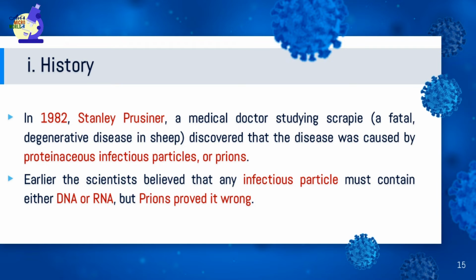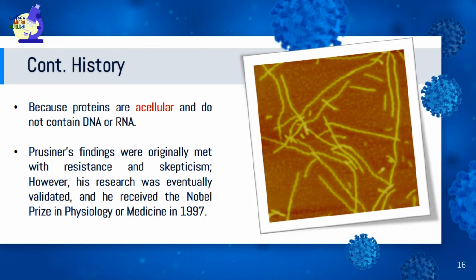In 1982, Stanley Prusiner, a medical doctor studying scrapie, a fatal degenerative disease in sheep, discovered that the disease was caused by a proteinaceous infectious particle, which he named prions. Earlier, scientists believed that any infectious particle must contain either DNA or RNA, but prions proved this wrong since they contain neither.